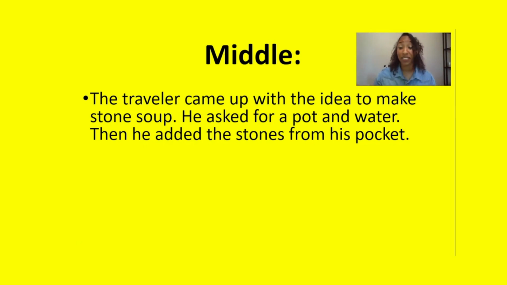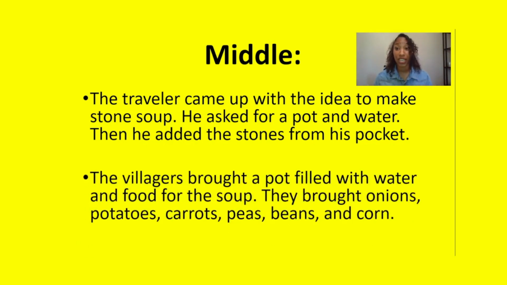The next important event that happened in the middle of the story is what the villagers brought. They brought water and food for the soup. Now, they brought 6 food items. Now, this part you needed to have word for word, these 6 food items. You should have had that the villagers brought onions, potatoes, carrots, peas, beans, and corn. Those were the 6 items that the villagers brought to add to this delicious stone soup.